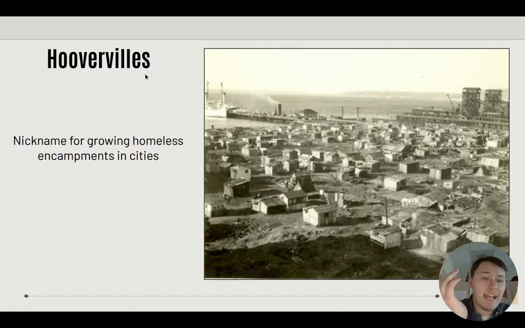In case you couldn't have guessed it, this is not a, oh my gosh, I love Herbert Hoover. This is a derogatory nickname, basically blaming him. It'd be like if in 2015, when Barack Obama was president, we called homeless encampments Obamavilles. All right. So notice how I went back to presidents, so I couldn't be seen as making a political statement either way. Just how smart I am, guys.